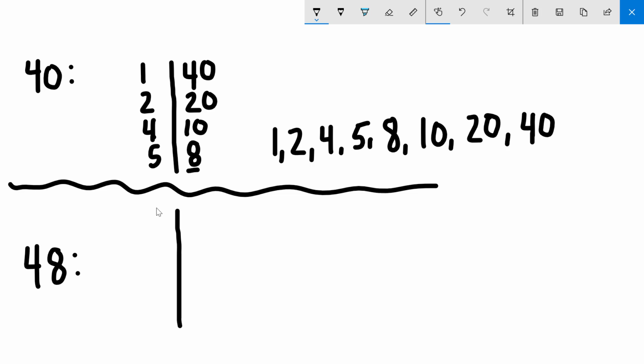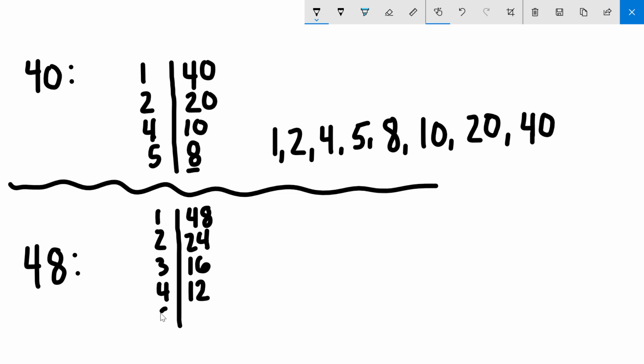So let's take a look at 48 now. So I have 1 and 48. I always start out with 1 and the original number. 2 times 24 gives me 48. 3 times 16. 4 times 12 gives me 48. 5 does not go into 48. I know that any number that ends in 5 or 0, 5 goes into, and 48 is not that number.